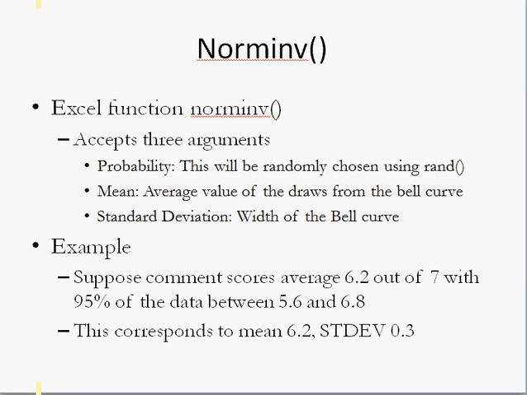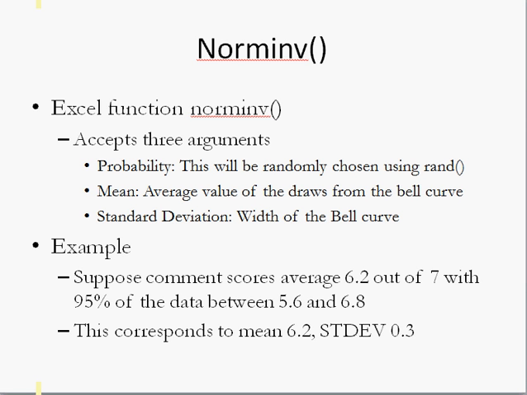So the way we'll do that is to use the norm inverse function, which accepts 3 arguments. It wants a probability, which we will select randomly using the rand function, and then a mean and standard deviation. So this is going to dictate the parameters of the distribution.